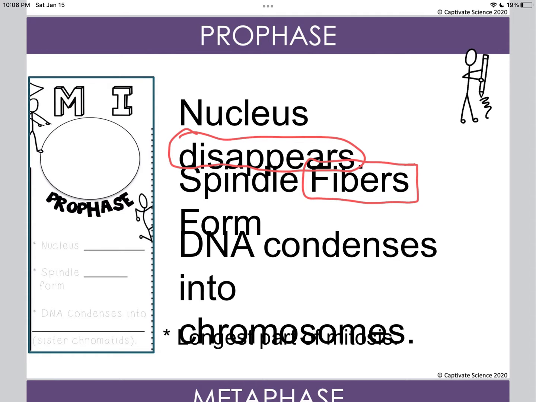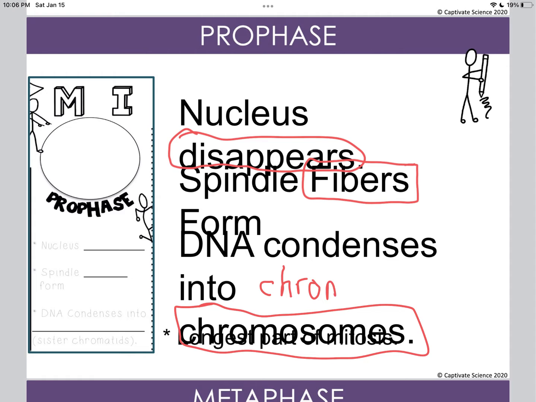So you're writing the word disappears in your blank, and then spindle fibers, F-I-B-E-R-S, spindle fibers form, and then DNA condenses to chromosomes. This is probably the hardest word to see, C-H-R-O-M-O-S-O-M-E-S, chromosomes, which are really important.